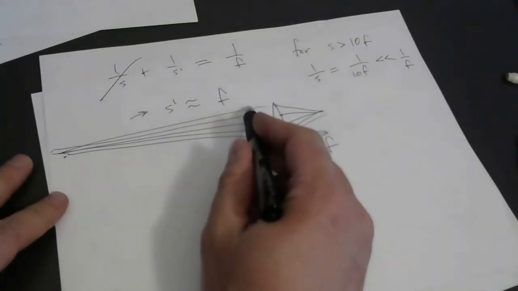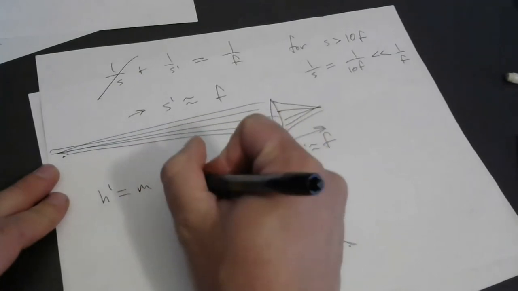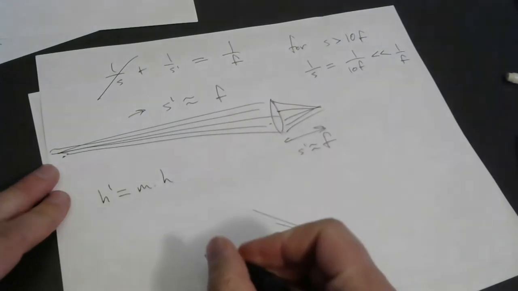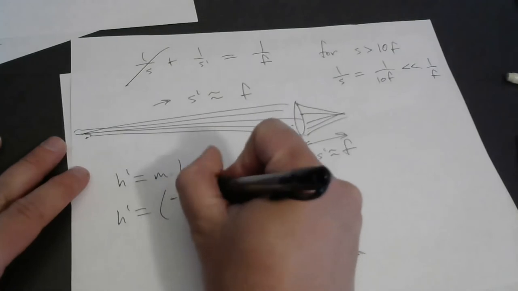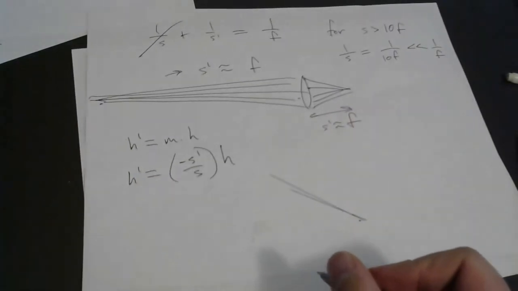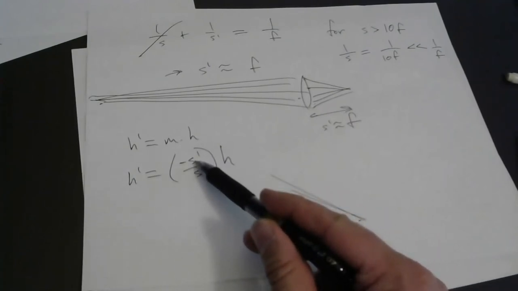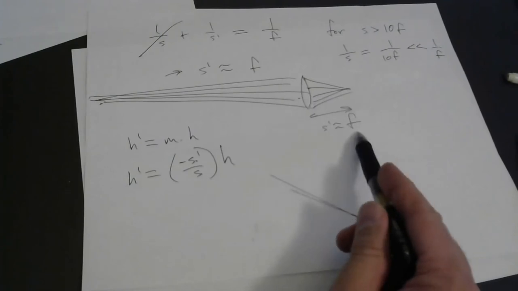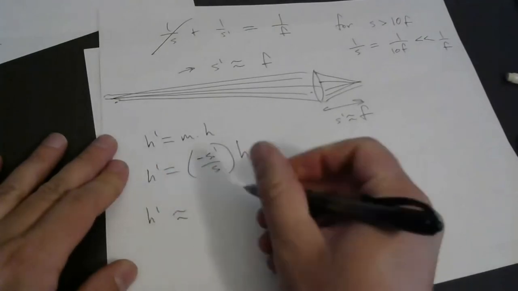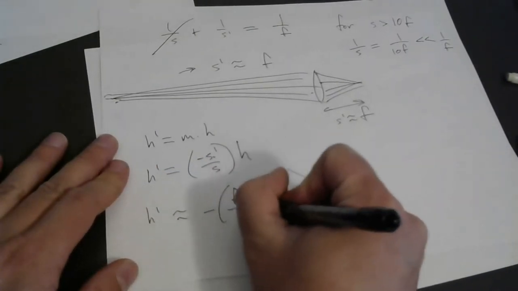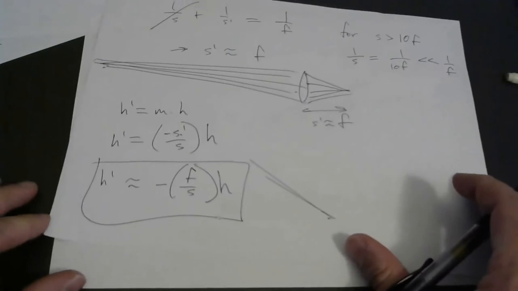Okay, let's plug that into this formula. The image height, h prime, is magnification times object height. But we know that the magnification can be calculated using negative s prime over s. Now, the image distance we just determined is basically equal to the focal length if your object is fairly far away. So I'm going to say approximately equal to negative f over s h. And that is a result worth considering.